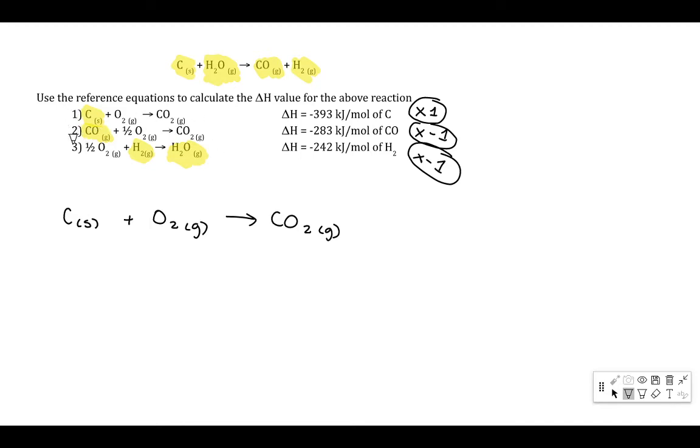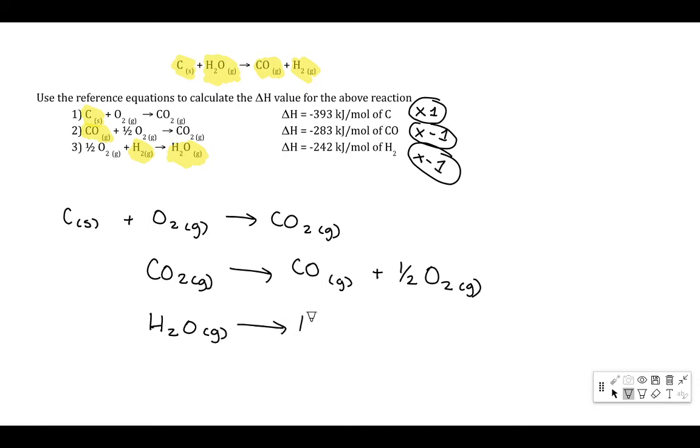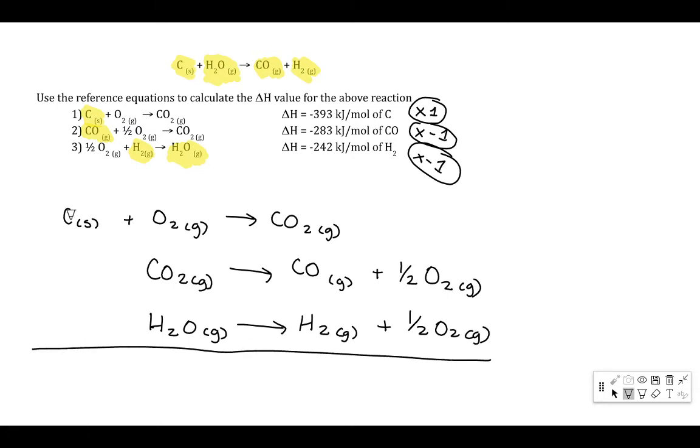So in my second equation, I said I wanted to flip it over. So my carbon dioxide becomes my reactant, and my carbon monoxide, as well as the 1/2 of O2, becomes my product. And for the third one, I was going to flip that one as well. So H2O gas is going to be on my reactant side. H2 is going to be on my product side, plus the 1/2 of O2 is on the product side as well. So these are my reactions after the changes have been made. So reference reactions 1, 2, and 3.